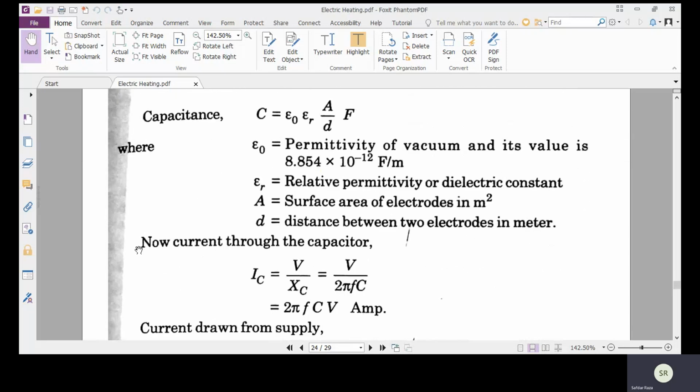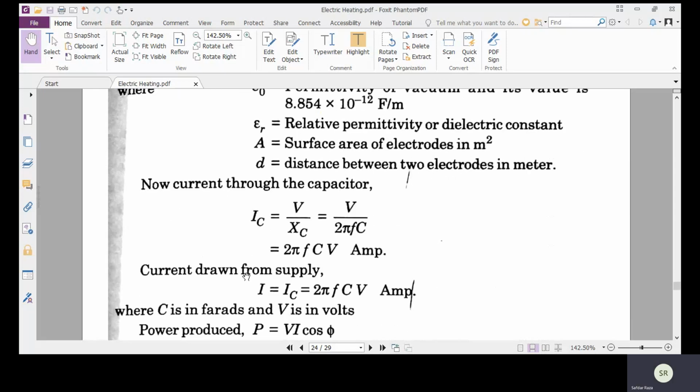Now the current flowing through the capacitor is given by IC, which is equal to V divided by XC. XC is equal to 1 divided by 2 pi fC. So the overall amount of current is 2 pi fCV amperes. The current drawn from the supply is I, which is equal to IC, which is equal to 2 pi fCV.